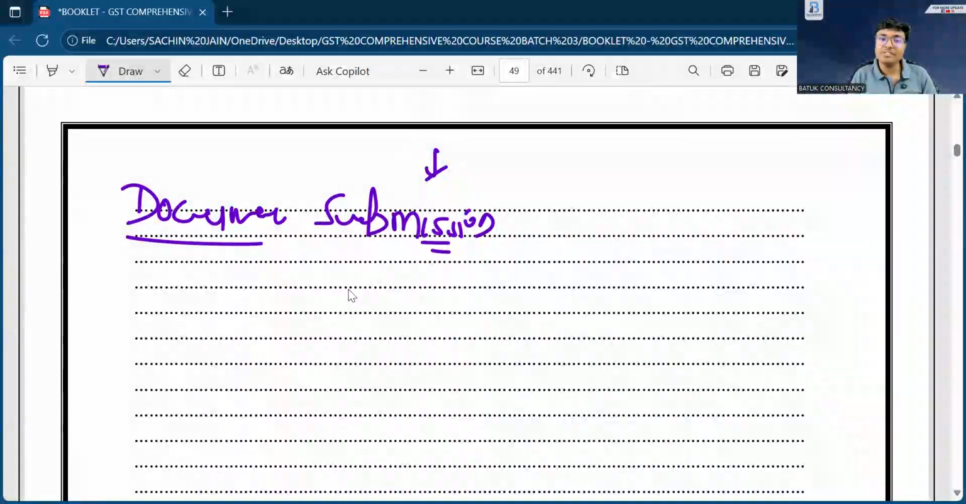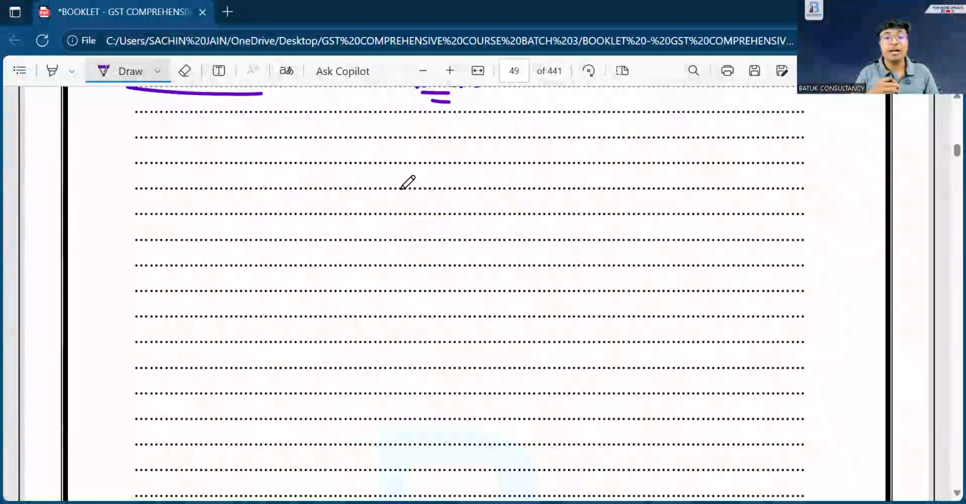What type of documents are required to be submitted with your application for refund of inverted duty structure? First, you are going to apply for the refund, am I right? So one application should be there.